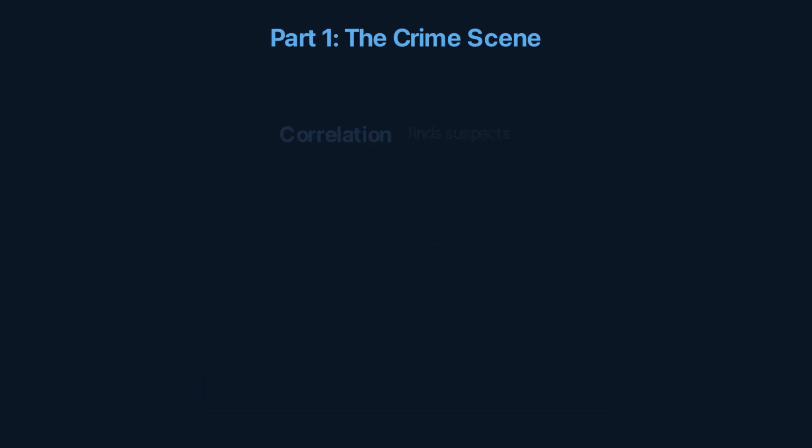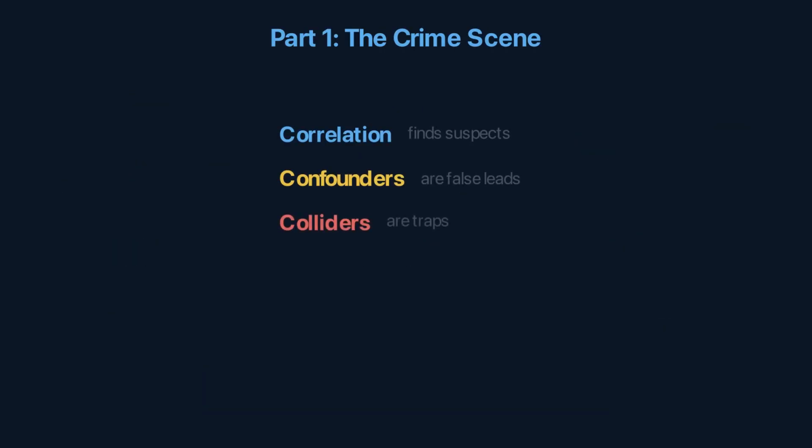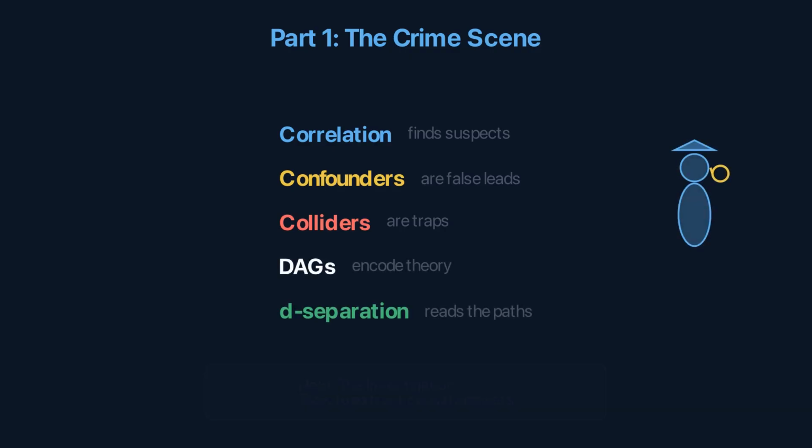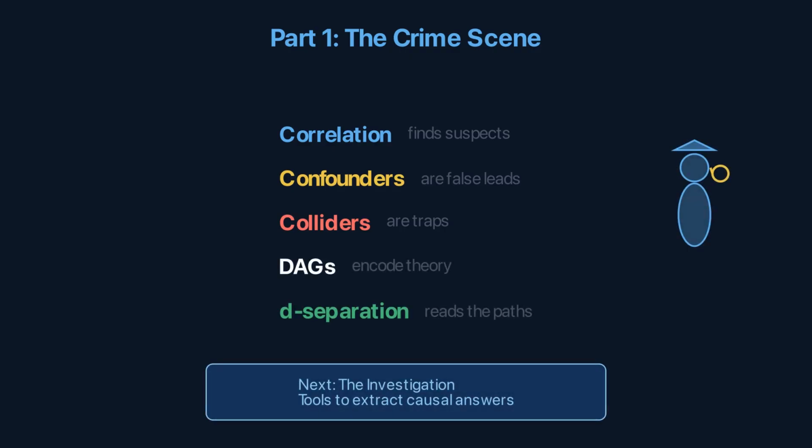Correlation finds suspects. Confounders are false leads. Colliders are traps. DAGs encode theory. D-separation reads the paths. Next, investigation tools.